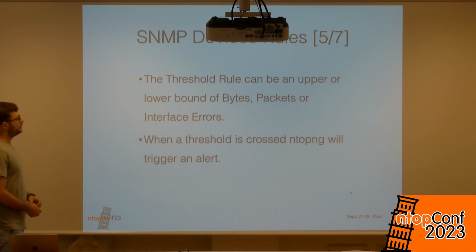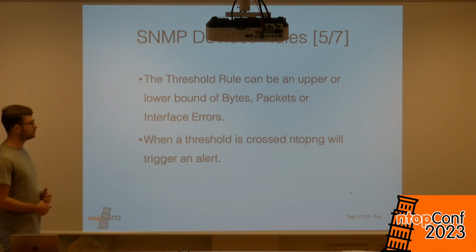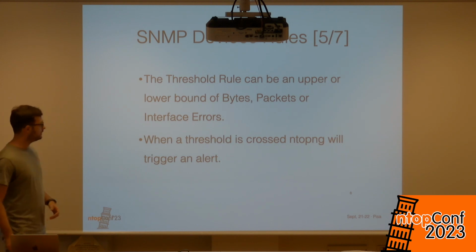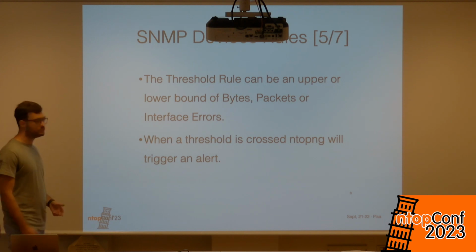And with the SNMP devices rules, it's possible to set up a threshold that can be an upper or lower bound of bytes, packets, or interface errors. And when the threshold is crossed, ntopng will trigger an alert.